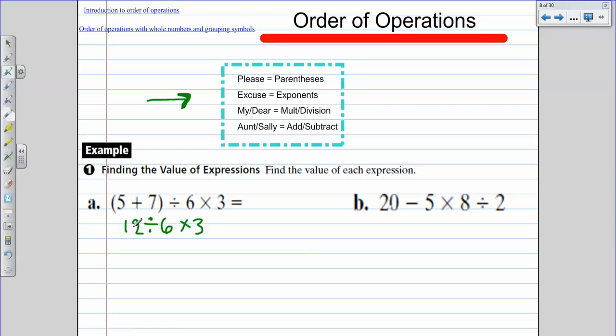I don't see any exponents. Multiplication or division, I see division right here. So I'm going to do 12 divided by 6 first because I'm working from left to right. So 12 divided by 6 is 2. Rewrite the rest of my equation. 2 times 3 is 6. So my final answer here should be 6.